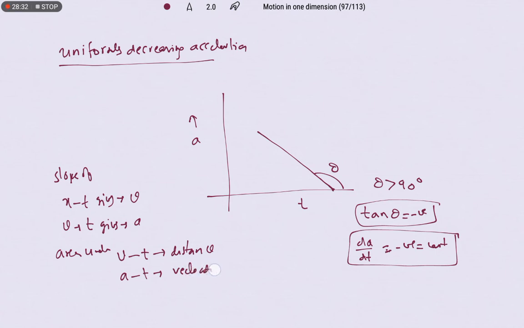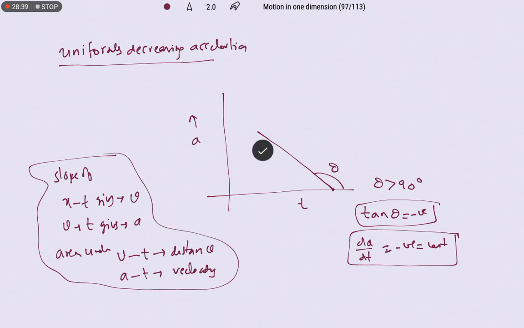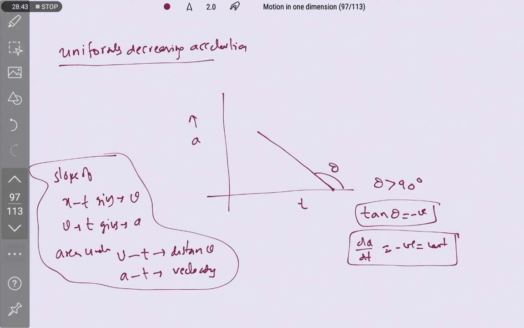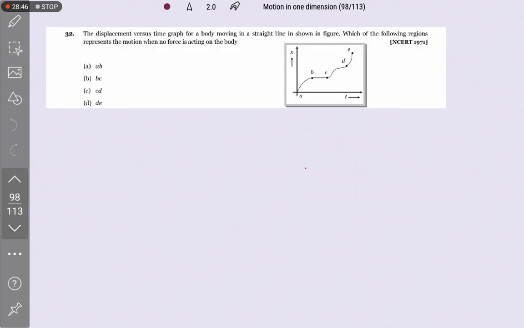So these are the points we are going to analyze from the graphical motion of an object. Let us do some numericals based on the graphical questions. So here is the question given to you.